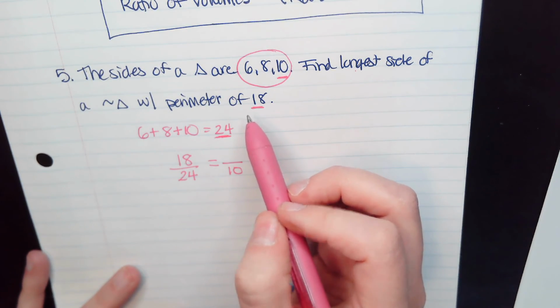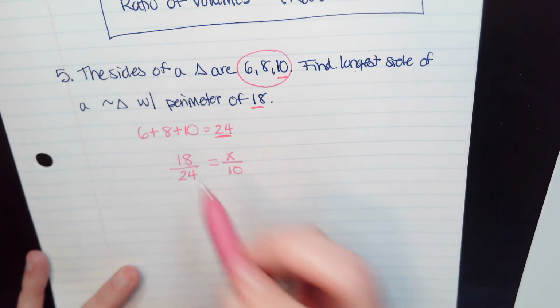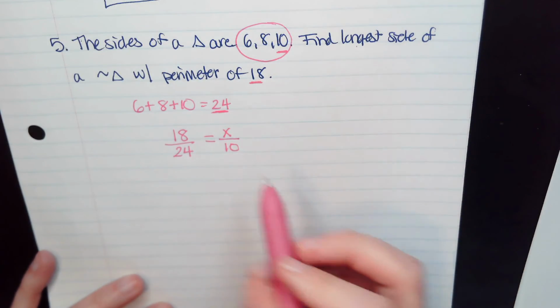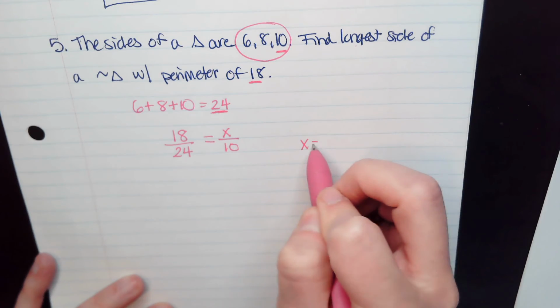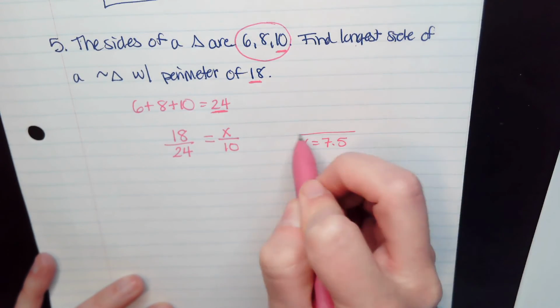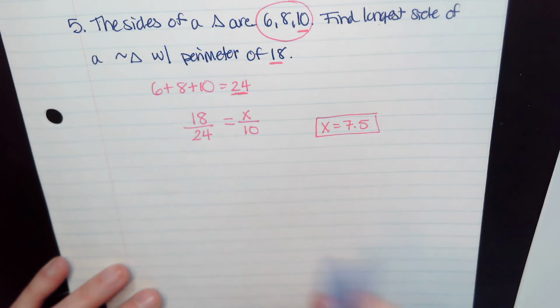And then I'm looking for the longest side of the triangle with a perimeter of 18, so that one has to go across from the 18. And now go ahead, cross multiply and solve. All right, so you should have gotten 7.5 for that one. That would be the longest side of the other triangle.